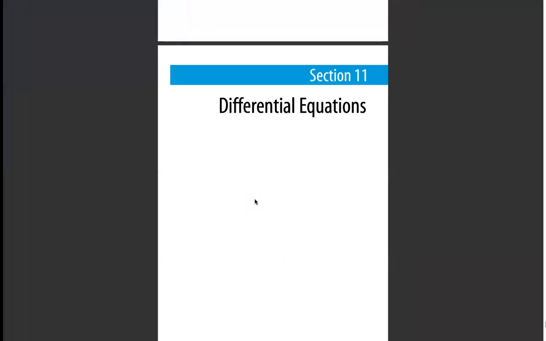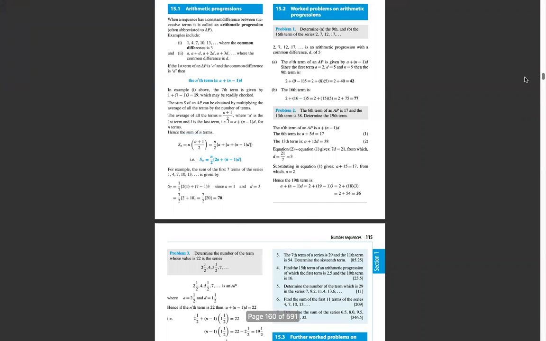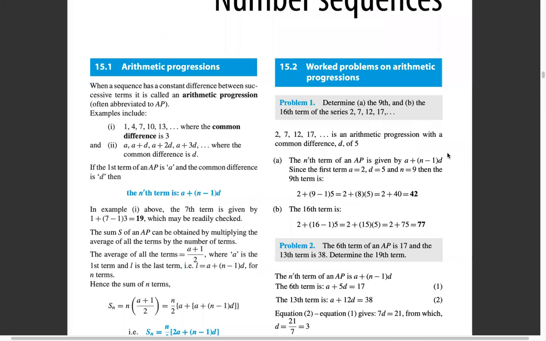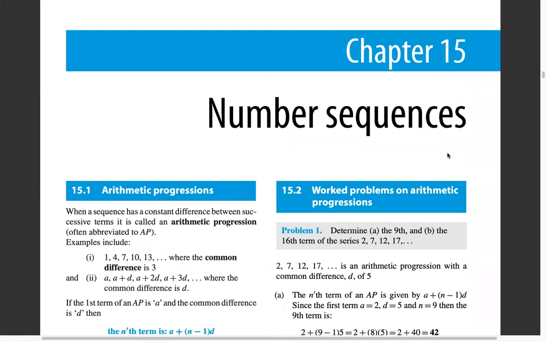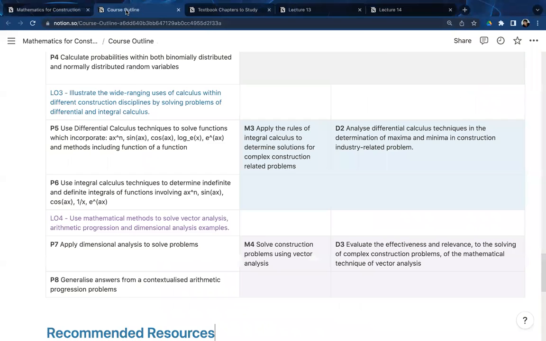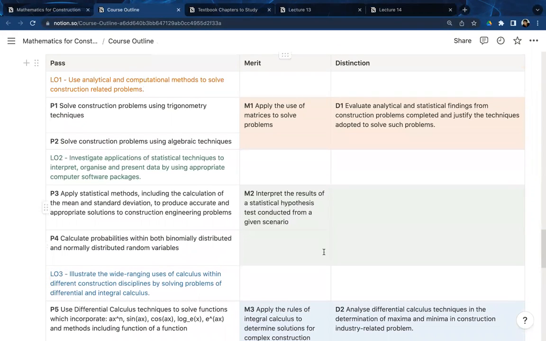So we want to look at the textbook. Wow, not this topic. This topic here in the textbook, something called number sequences, right? So in your syllabus, there's a course outline here, right? We have a lot of stuff happening all over the place.